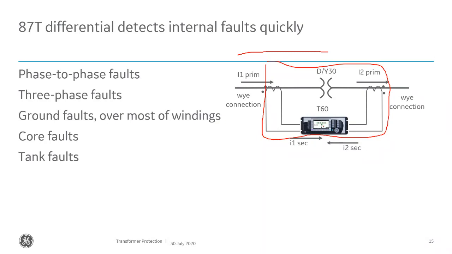Now, the way that transformer differential is going to work is it's going to basically do a vector sum of the compensated currents. So if we ignore the fact that we've got different voltage levels and different current levels on this transformer, we also got a phase shift on this transformer. You know, if we have 1 per unit of current flowing in here, and we got 1 per unit of current flowing out here, that looks like 1 per unit at 0 degrees into the relay here.